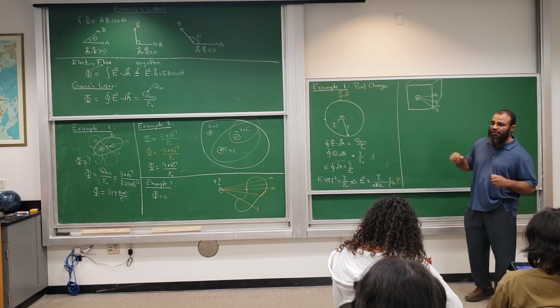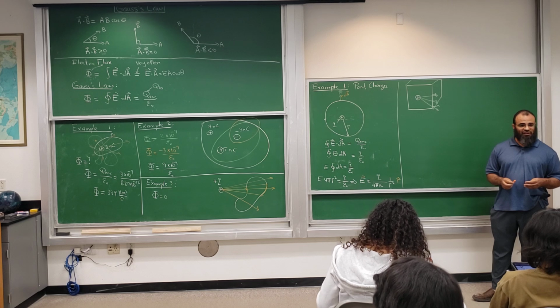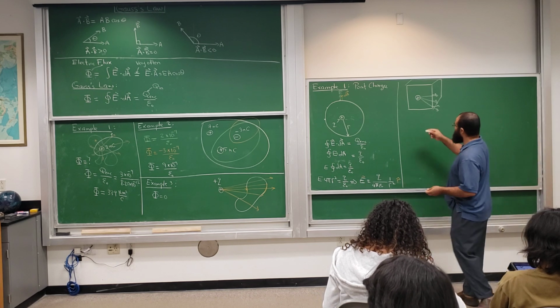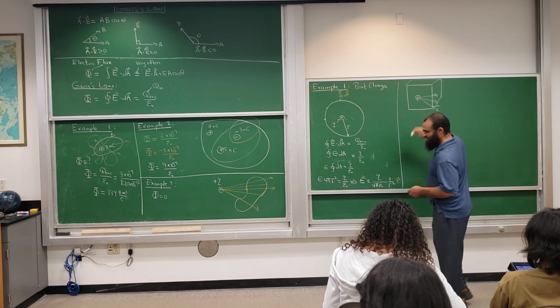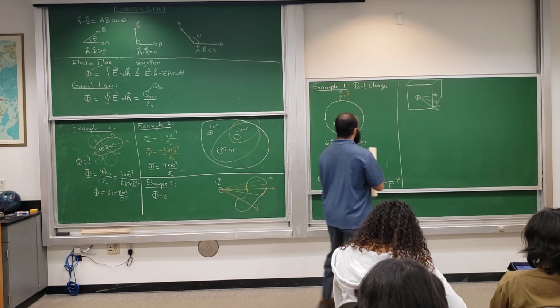So that's for a point charge. The next one that I want to do is an infinite line of charge, and then you're going to tell me what kind of symmetry that is. Can I erase this one because I don't really need it? It's occupying space.